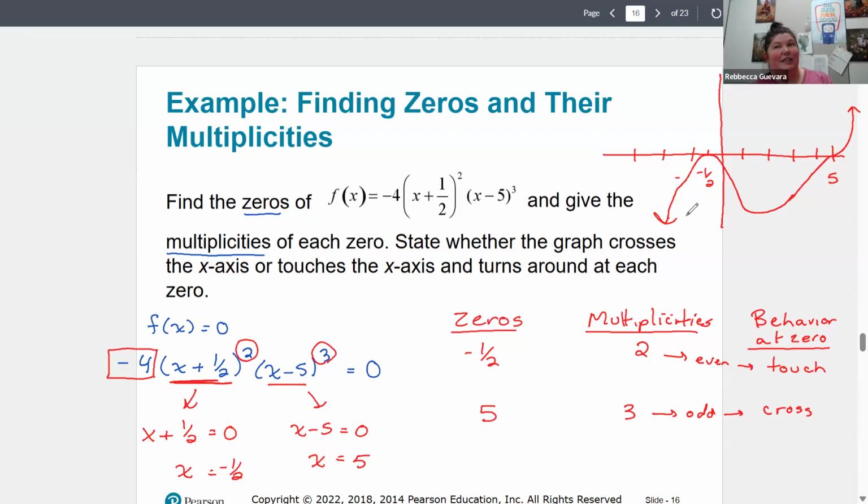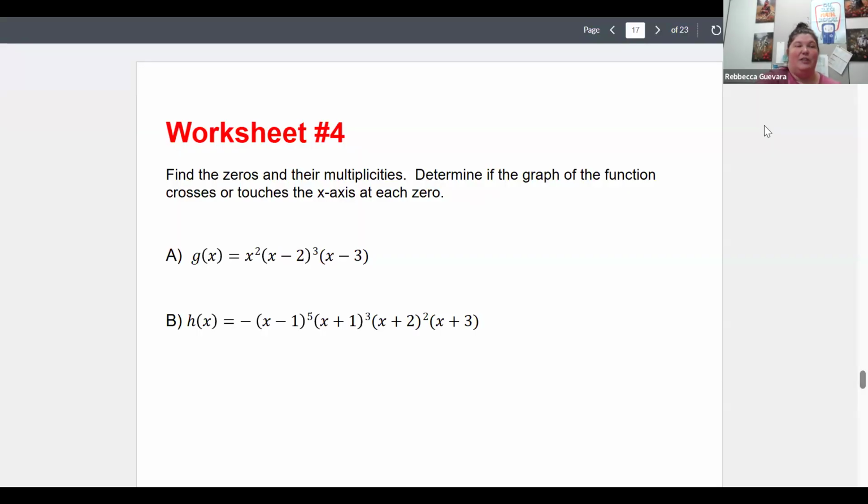We just have another question here. Is it going to come at it like this, or does it actually come from above, touch, and then cross here? We'll worry about the rough sketches of the graphs in a little bit. Right now, all I want you to do is take these functions, a and b, and find their zeros and their multiplicities, and determine whether the graph is going to cross or touch at the x-axis at each of these zeros.